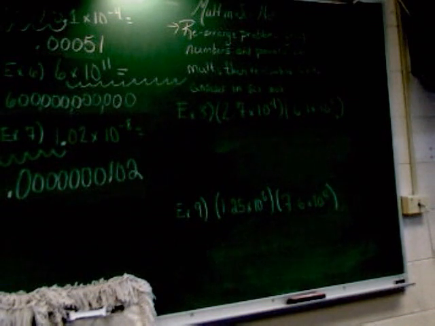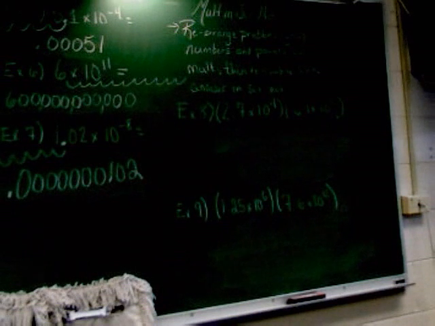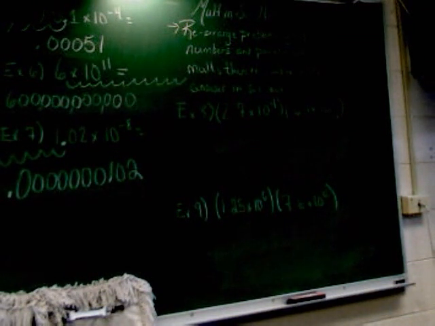Again, you're going to rearrange the problems, grouping the numbers and the powers together. Multiply. After you multiply, recombine, and then write the answer in scientific notation. This is easy. Look at example 8. 2.7 times 10 to the 4th, 6.1 times 10 to the 2nd.